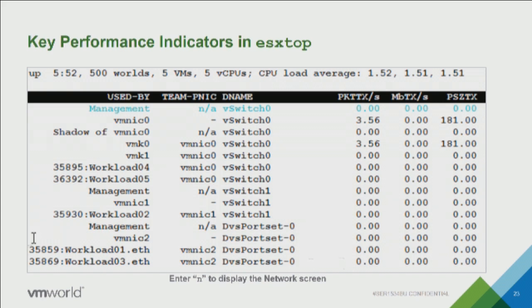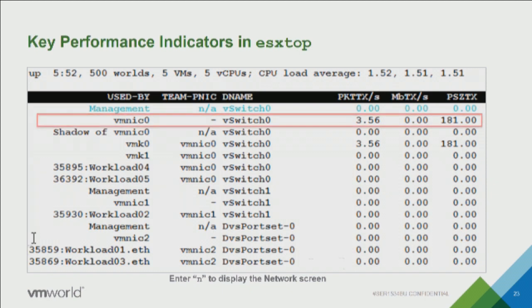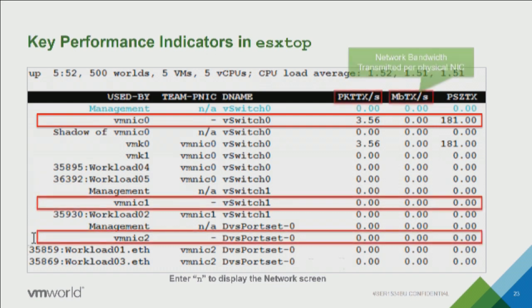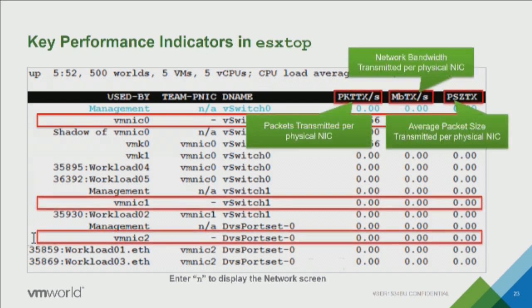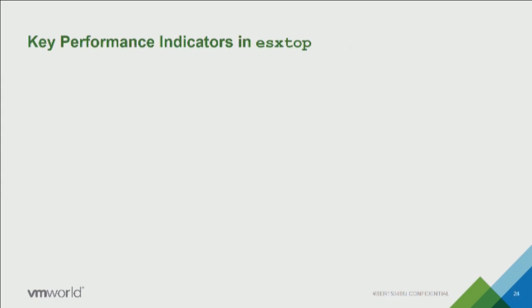Now, when I type in my N to display the network screen, again, here I can see my virtual machines. I can see my virtual machine NICs. And so I can say, yeah, vmnic1 is running on virtual switch 1. And again, I can see, am I dropping any packets? How many packets are transmitted per physical NIC, as well as your network bandwidth.